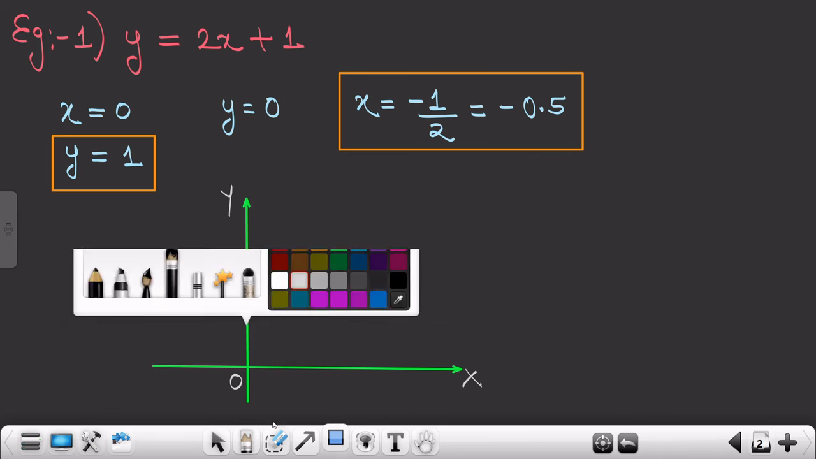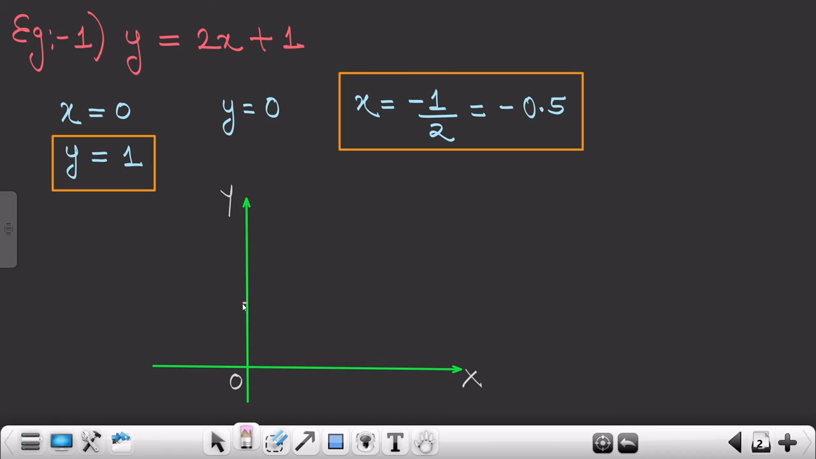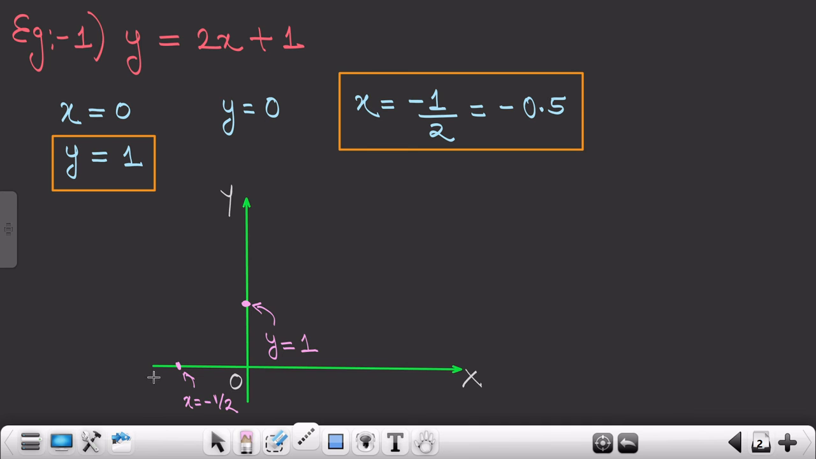That means y equal to 1, this particular point may come somewhere over here, and this other point indicates that x is equivalent to minus 0.5. If I connect these two points, I end up getting one line, and that line is nothing but a straight line. I hope now you understood this concept.